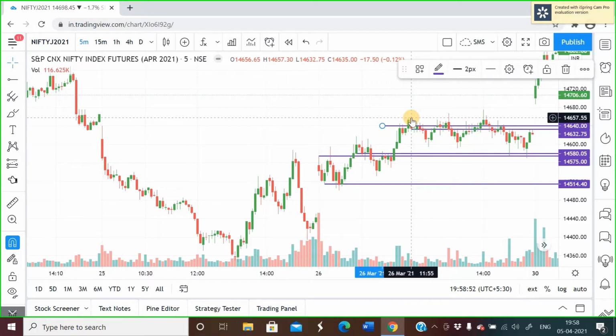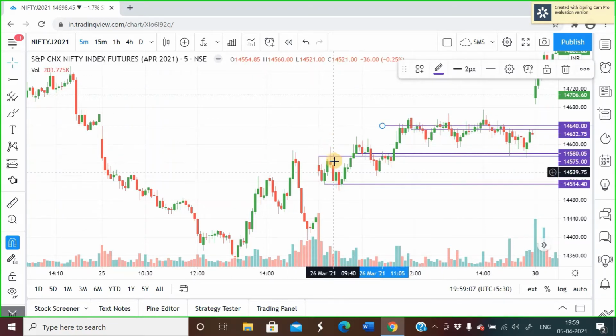So you can look at clearly, 14,640 is my target, and it eventually reached this target. So that's the beauty of this strategy. You don't have to do much about it. Only thing you should worry about is once you see a big range. So for example, when you see a stop loss of more than 100 points, I would suggest try to avoid those trades, because a stop loss above 100 points doesn't make sense.